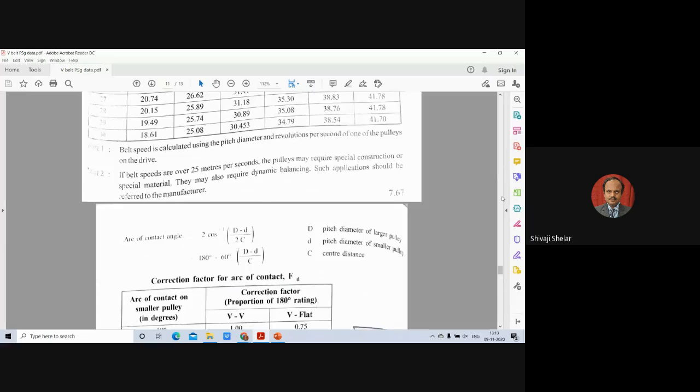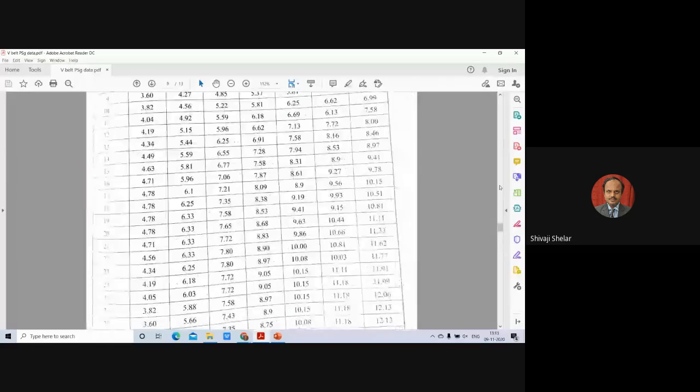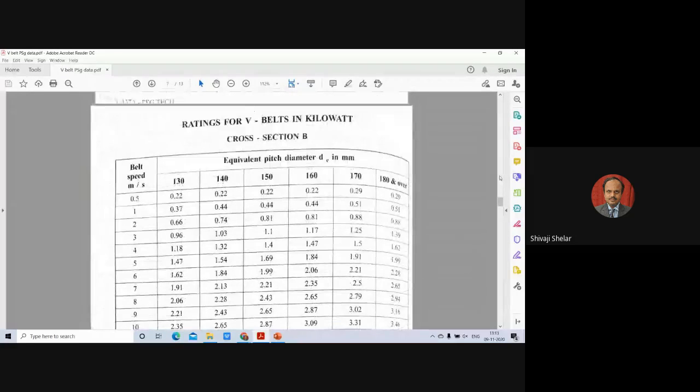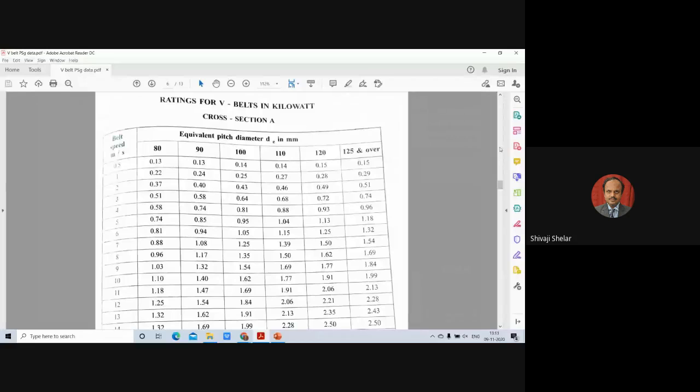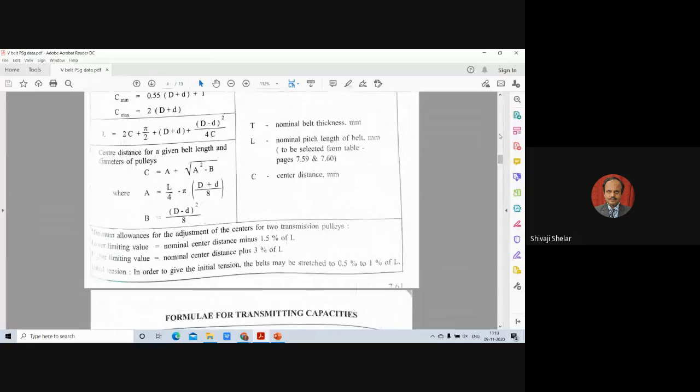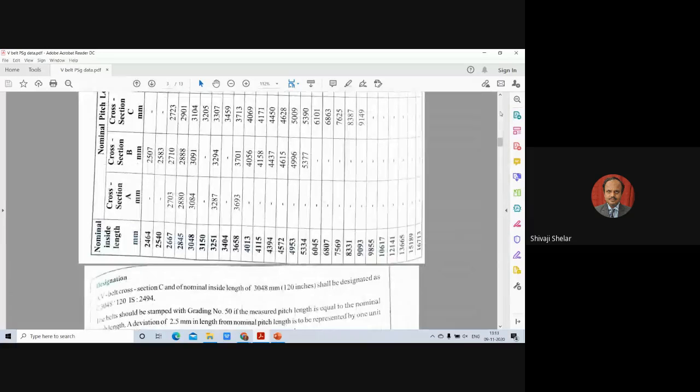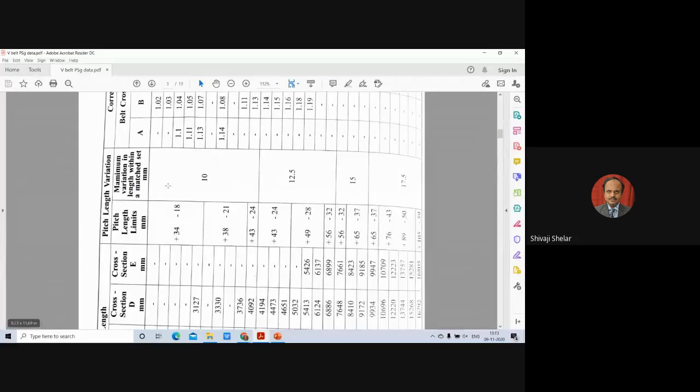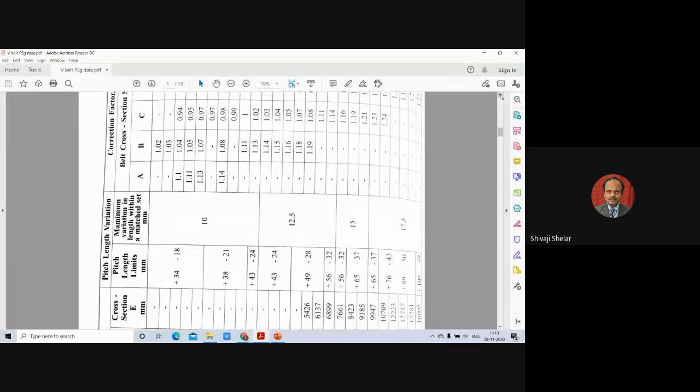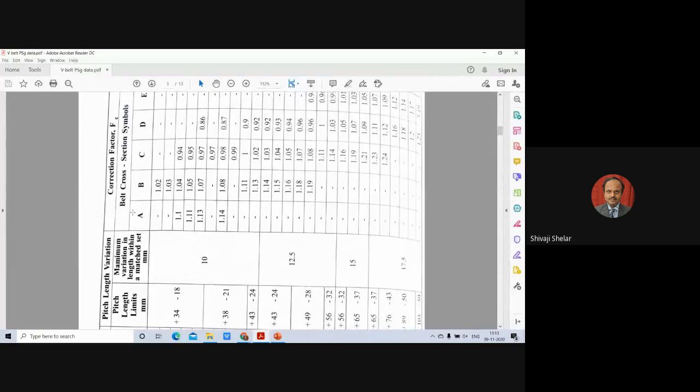Then one factor, that is FC, is left out. That is for pitch length correction. So that is available in the pitch length table. Here, this is your pitch length table, that is 7.58 to 7.62. So here is the correction factor FC, for belt length correction. If your belt is C, then this column is to be followed. If your belt cross section is B, then this column is to be followed.